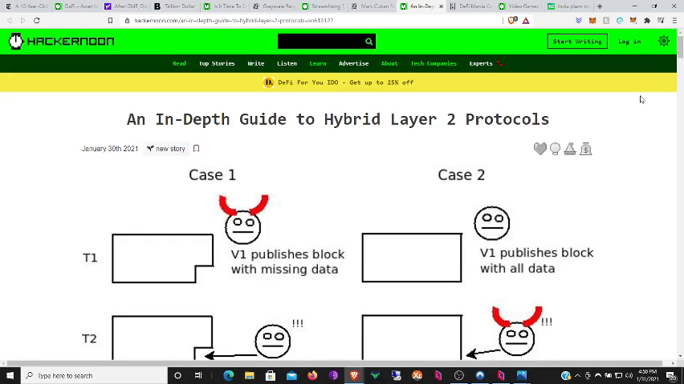An in-depth guide to hybrid layer 2 protocols written by Vitalik Buterin.